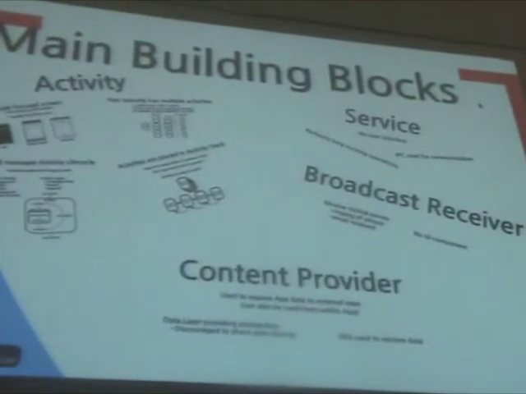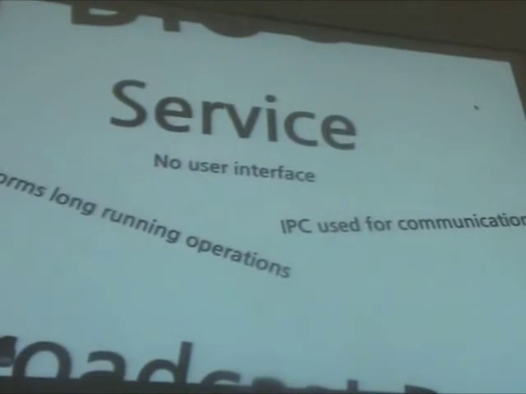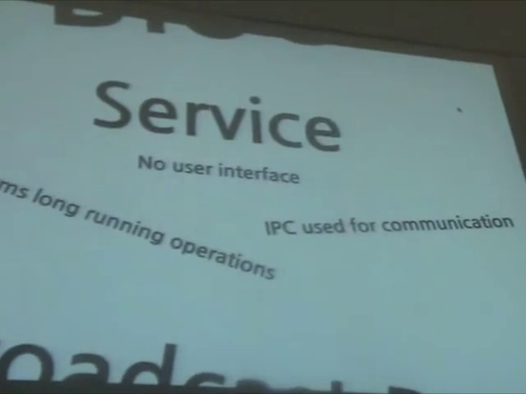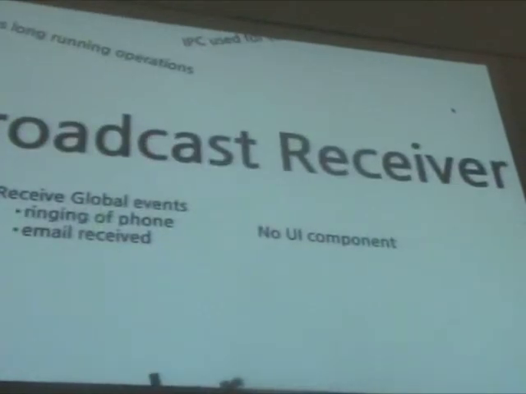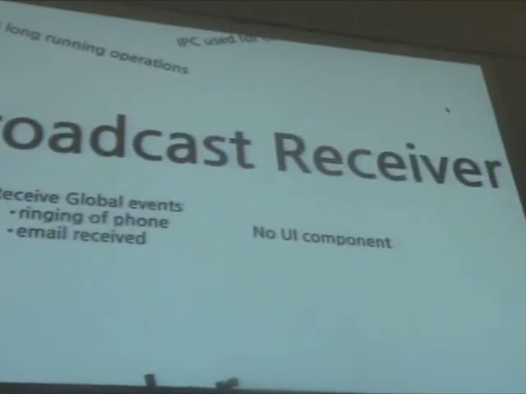Now, apart from activities, there are services, which are processes which do not have any user interface, and they are typically used for long-running operations. Then there are broadcast receivers, which listen for events. So, for example, if you have telemarketers calling you a lot, you could create a broadcast receiver which will listen for when you receive a phone call, and if this phone number is from a blacklist, then it will just drop the call, and you don't even have to pick it up.